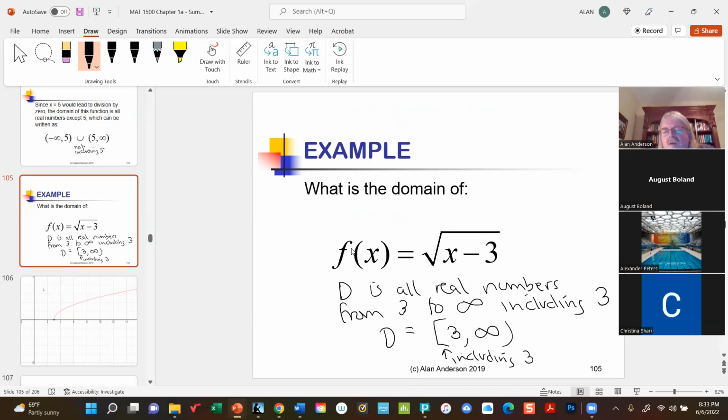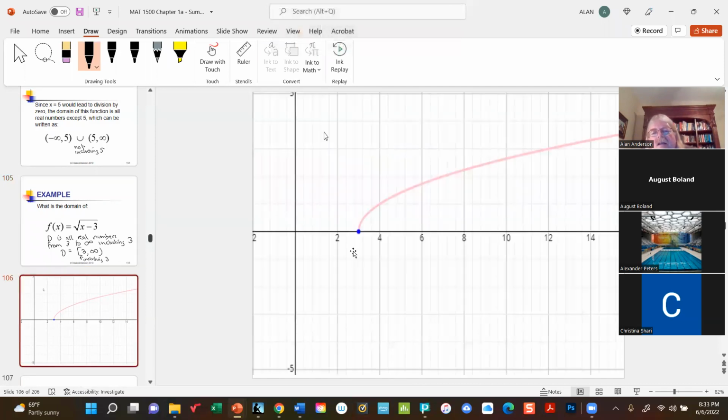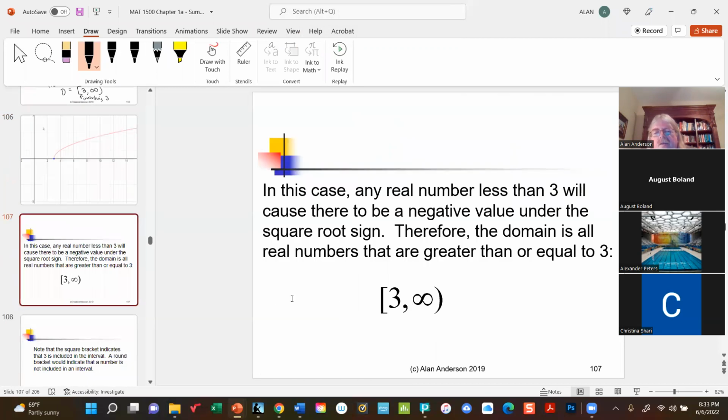The infinity, by convention, we just put a round bracket, a parenthesis there. We don't put square brackets with infinity. But when it comes to the other numbers, the square means it is included, round means it is not included. So that's a slightly different case, and you can see why. It starts at 3, it goes up forever. X can be anything from 3 up. It cannot fall below 3. So we write it like this.